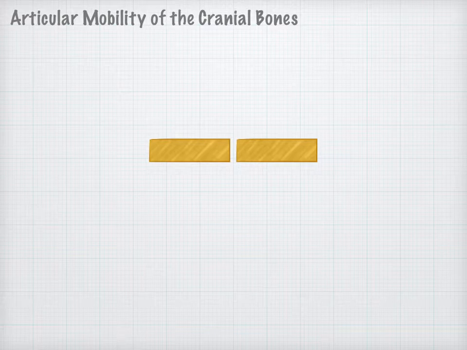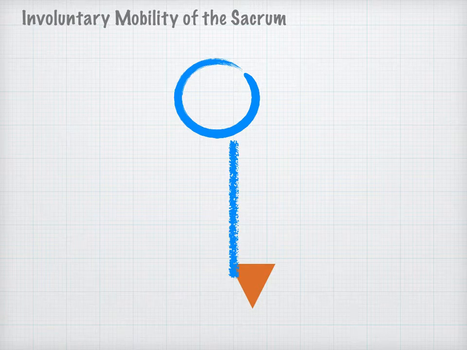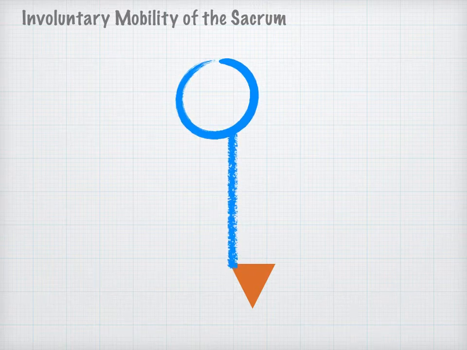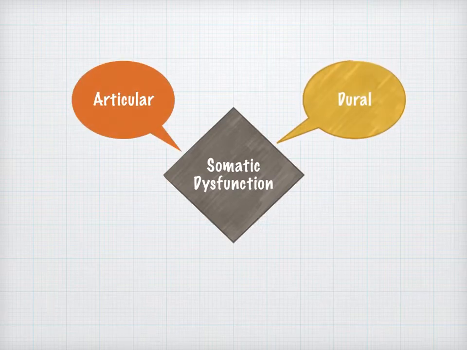The fourth is articular mobility of the cranial bones. The sutures between cranial bones allow for a minimal amount of motion while still providing protection for the brain. The fifth is involuntary mobility of the sacrum between the ilia, interdependent with the motion of the sphenobasilar synchondrosis. The sacrum responds to the inherent mobility of the CNS, the fluctuation of CSF, and the pull of the intracranial and intraspinal membranes, with an involuntary movement.